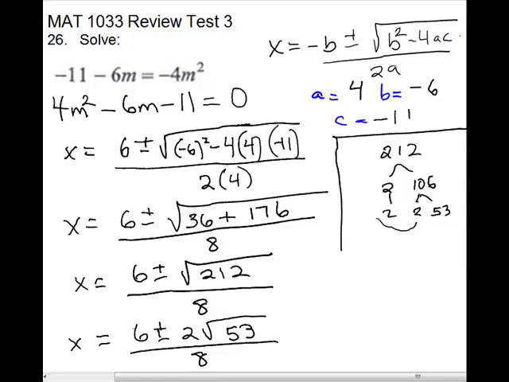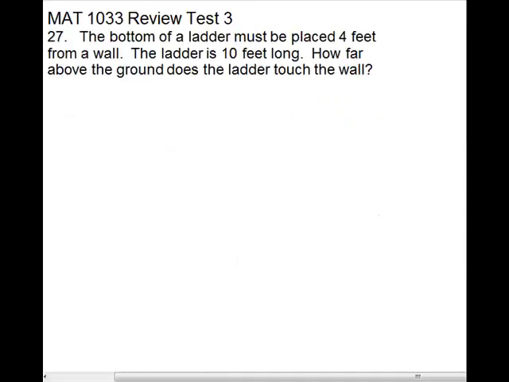Now we can simplify a little bit on the outside of this radical. These are all even, so we can divide by 2. So 2 will go into 6 3 times, plus or minus. 2 will go into 2 one time. You don't have to write it, so just write your square root of 53. And 2 will go into 8 4 times. So our answers are 3 plus square root of 53 over 4 and 3 minus square root of 53 over 4.